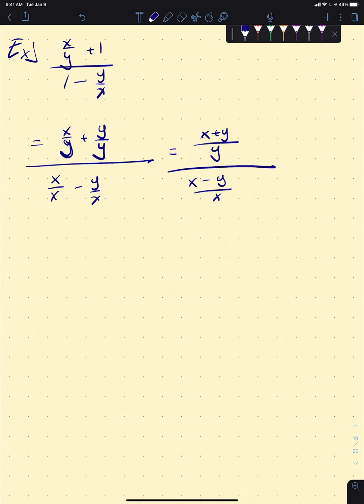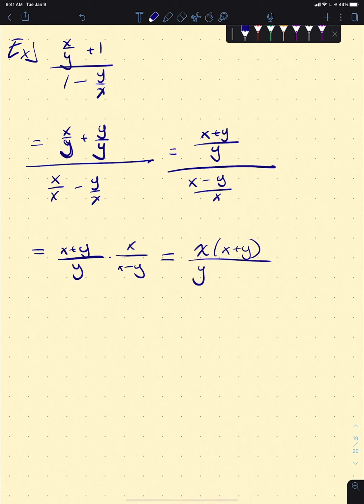But what this is, is the division of two rational functions. So I can take the reciprocal of this one and multiply. So this is x plus y over y times x over x minus y. And now I simply perform this multiplication, and I'm going to leave it like this: x times x plus y over y times x minus y. And we've transformed this, honestly, rather ugly looking compound fraction into this much nicer rational expression.